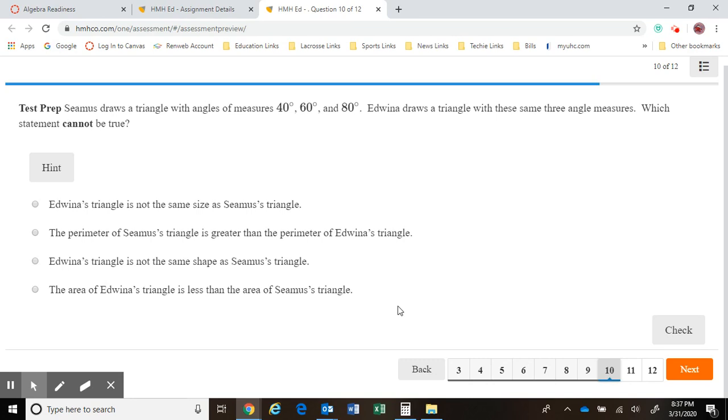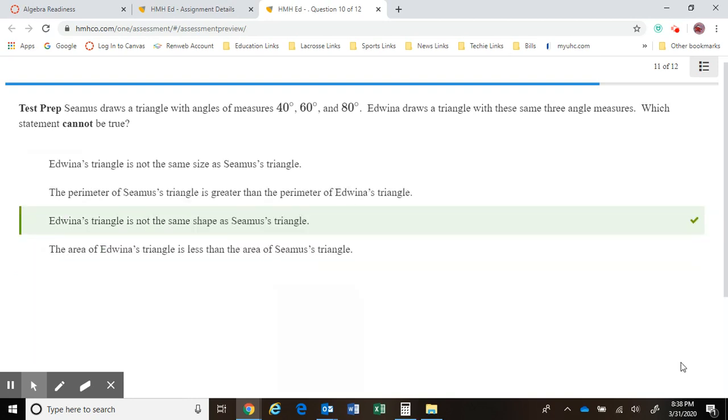Okay, so again, what did they do? Seamus drew a triangle with angles of 40, 60, and 80, and Edwina drew a triangle with these same three angle measures, so the statement that they're not the same shape is not true. Think about that. Did you say that they're the same shape? If you said that they're the same shape, then you're correct. Check it. Yep. They can't be different shapes here.